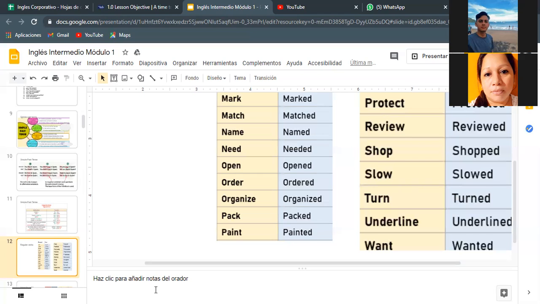The other one is organize. That is also very easy, right? Organize. Hilda, could you please tell me an example with organized? Okay, teacher. I organized my house today. Okay, very good. I organized my house today.